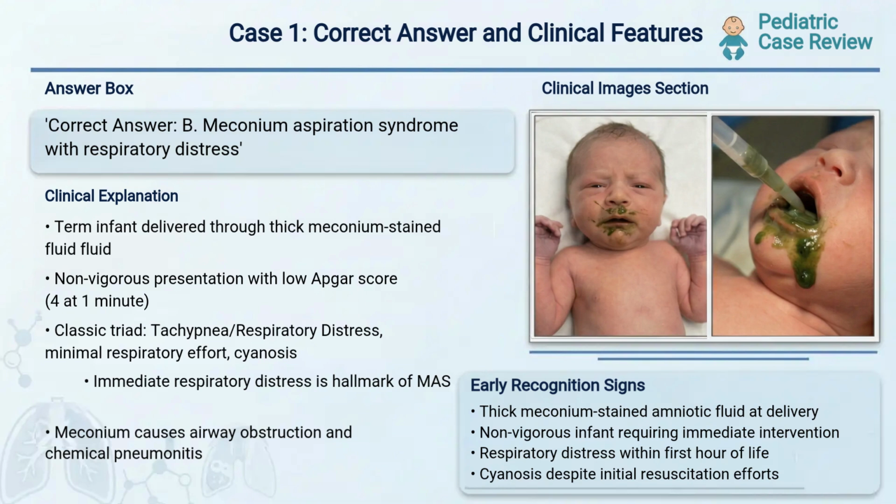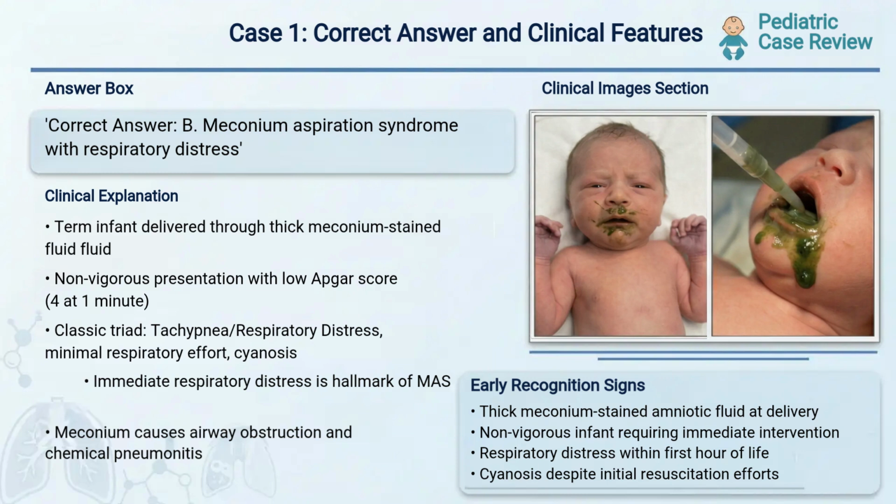This diagnosis is supported by the classic triad of tachypnea with respiratory distress, minimal respiratory effort, and cyanosis. The infant was delivered through thick meconium-stained fluid and presented with a low APGAR score of 4 at 1 minute. Immediate respiratory distress is the hallmark of this condition, as meconium causes airway obstruction and chemical pneumonitis.